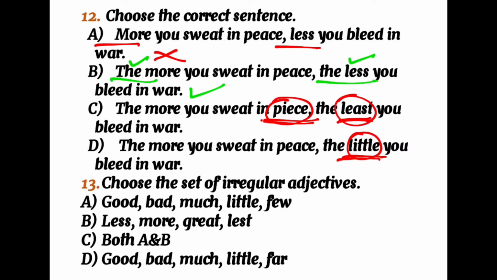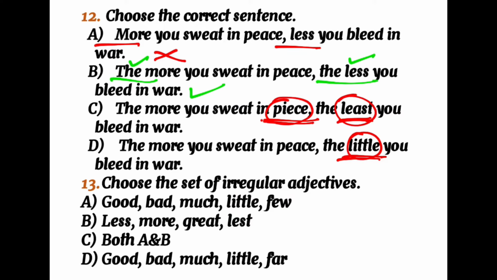Again, choose the set of irregular adjectives. So irregular means adjectives that do not follow the regulations of making the degrees. There are two methods that are allowed for all the adjectives. They can either take -er/-est or take more or most. So no other method should be used. If there is any other method being used except these two, it means that the adjectives are irregular. So good, better, best, irregularity definitely is there. Bad, worse, worst, irregular. Much, more, most, irregular. Little, less, least, irregular. Few, fewer, fewest, this is regular.